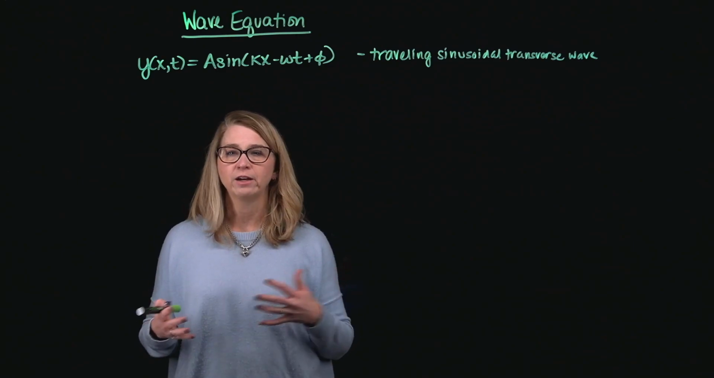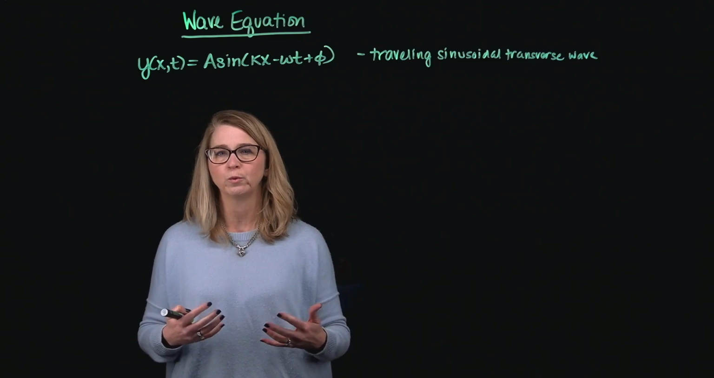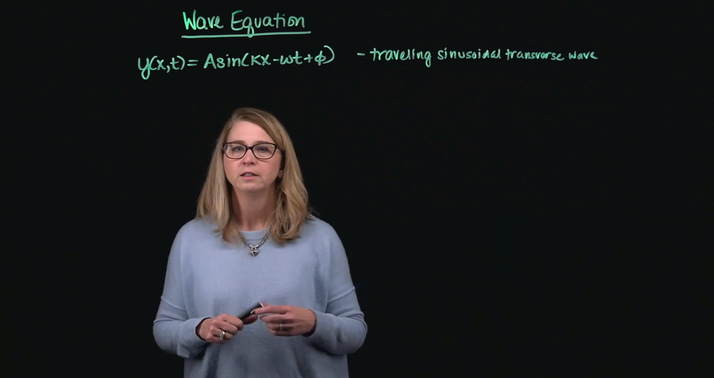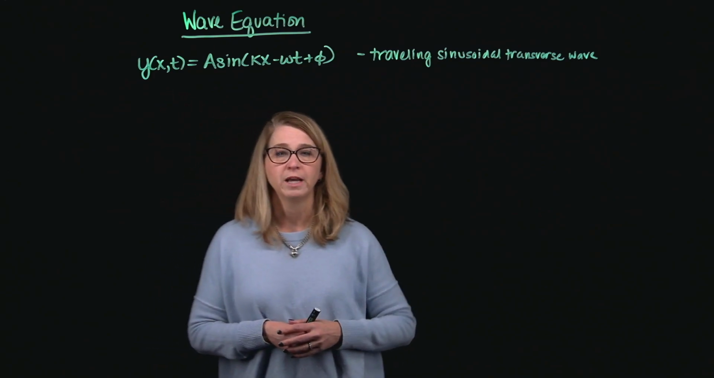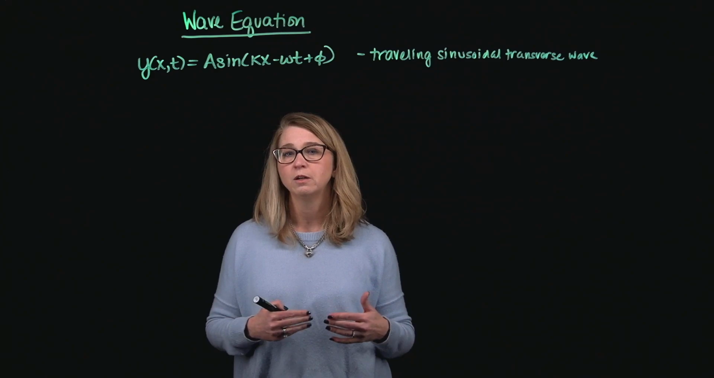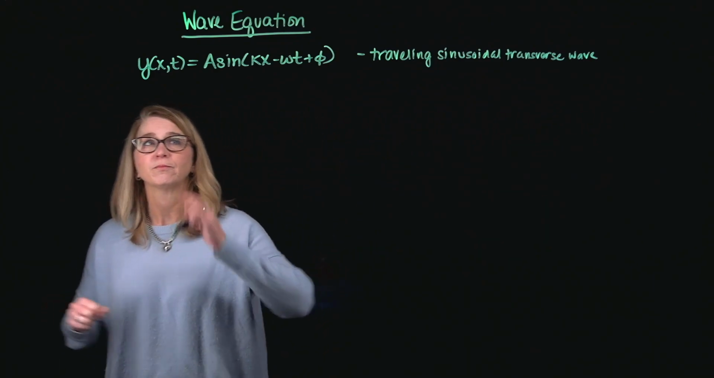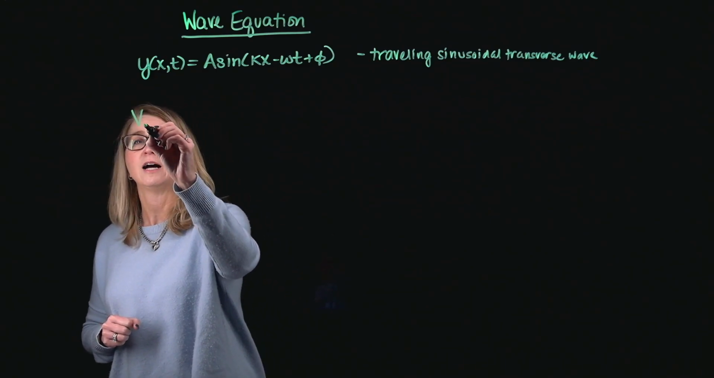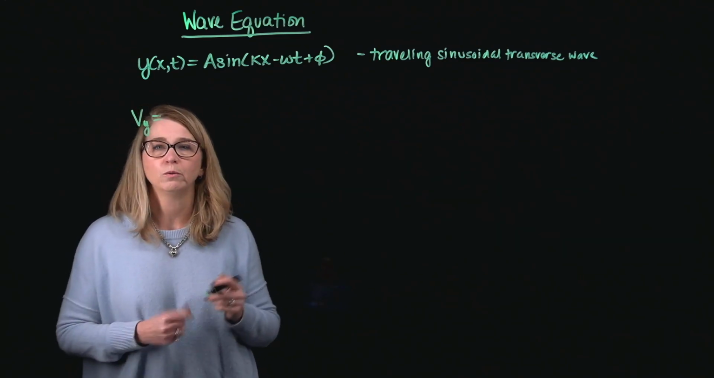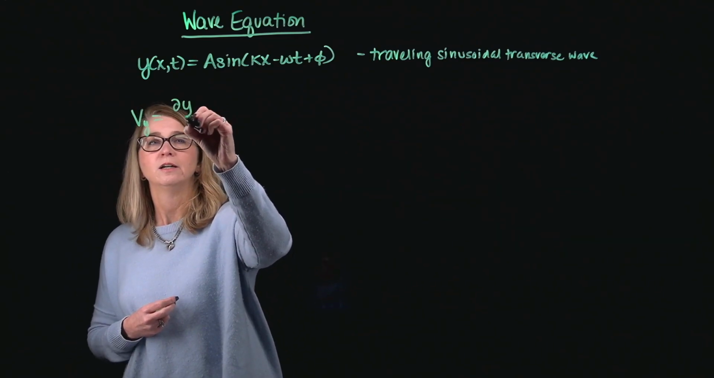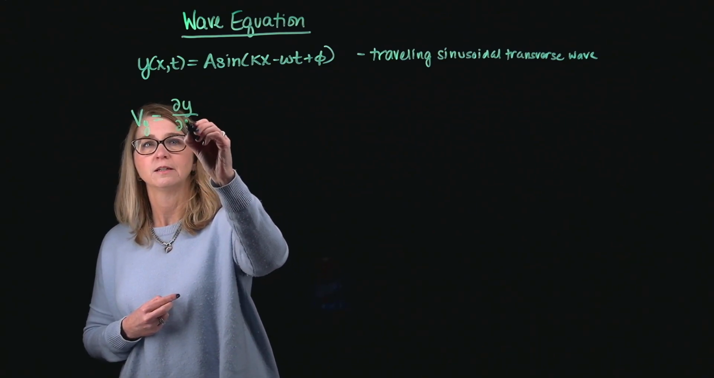So getting your head around these two variables and how they both play into what the wave looks like might take a little while, but it's important that you understand that this expression right here depends on both of those variables: the position, where are you, and when are you looking at it. Now, if we looked at the velocity of a piece of the medium, we would really be wanting to look at the derivative of this wave with respect to time.